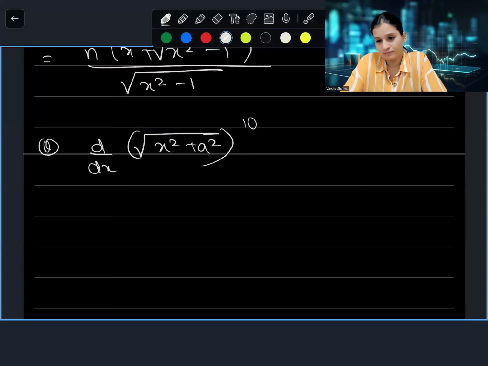Is the answer 10x? That's it. Ma'am, is it 10 into root x? The root x square plus a square is getting cancelled, ma'am. But is it to power 10? So it will be 8.